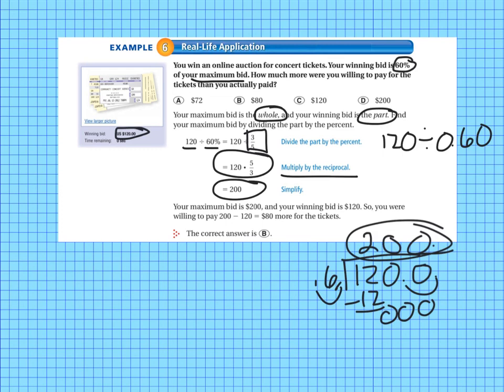A lot of kids prefer decimals, so you should be able to do that. Your maximum bid is $200, and your winning bid is $120. So you were willing to pay $200 minus $120, which is $80 more for the ticket. So the correct answer is B, $80.